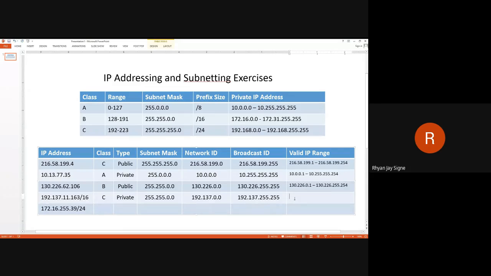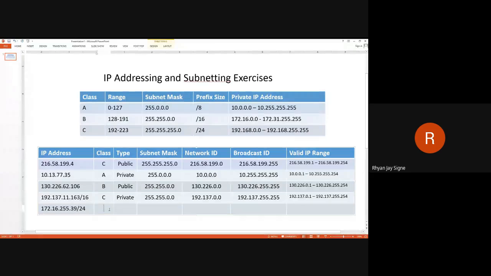The valid IP range is 192.137.0.1, so it is plus 1, up to 192.137.255.254. Okay, if you have questions, I will erase it.